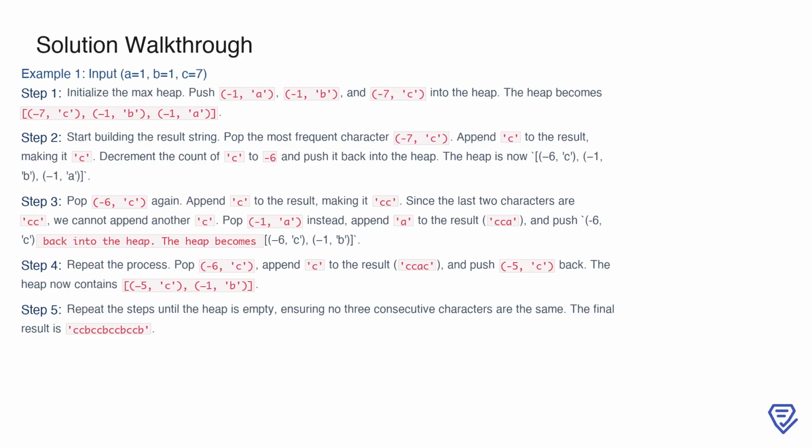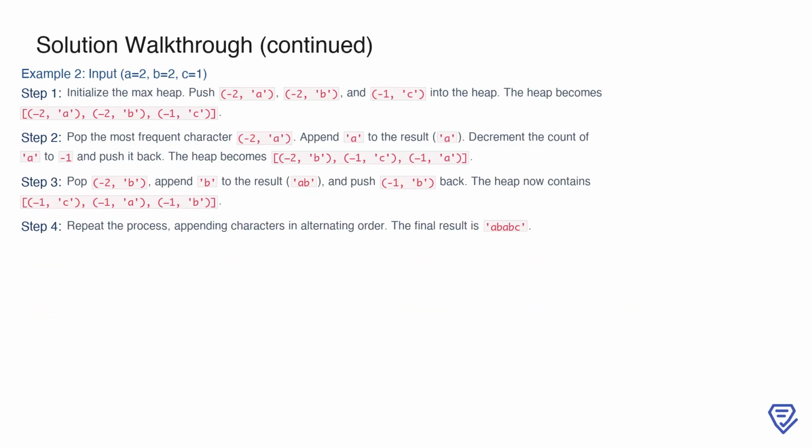We repeat this process, appending another C to make CC. However, since the last 2 characters are now both C, we cannot add another C directly. Instead, we temporarily use the second most frequent character, A, appending it to the result to form CCA. The heap dynamically adjusts, ensuring that C remains available for subsequent steps, and the process repeats until the heap is empty. By following this strategy, the final result string becomes CCBCCBCCBCCB, ensuring no 3 consecutive characters are the same.